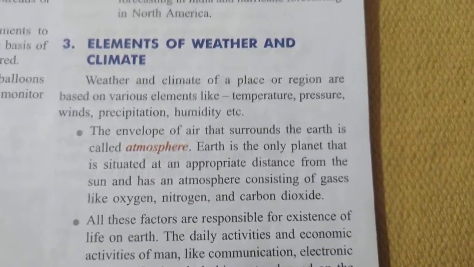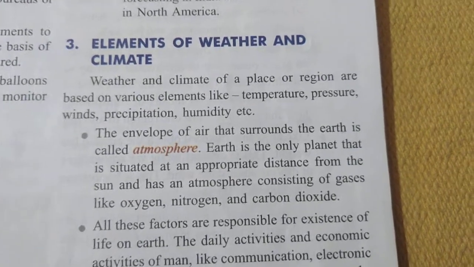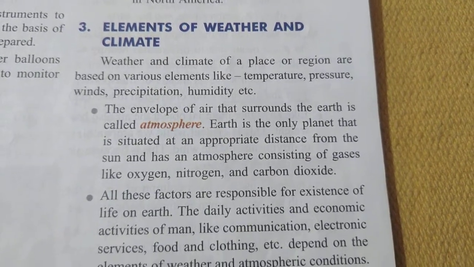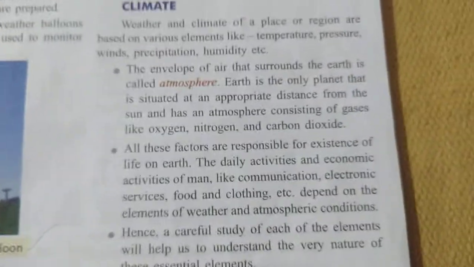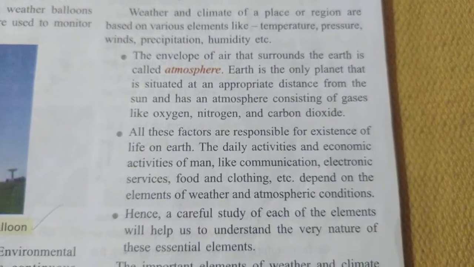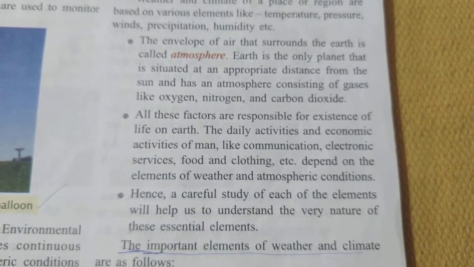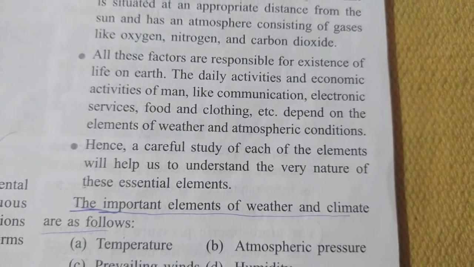Elements of weather and climate. Now we are going to learn about the elements of weather and climate. Weather and climate of a place or region are based on various elements like temperature, pressure, winds, precipitation, humidity, etc. We know that the envelope of air that surrounds the earth is called atmosphere. Earth is the only planet that is situated at an appropriate distance from the sun and has an atmosphere consisting of gases like oxygen, nitrogen, and carbon dioxide. All these factors are responsible for the existence of life on the earth.